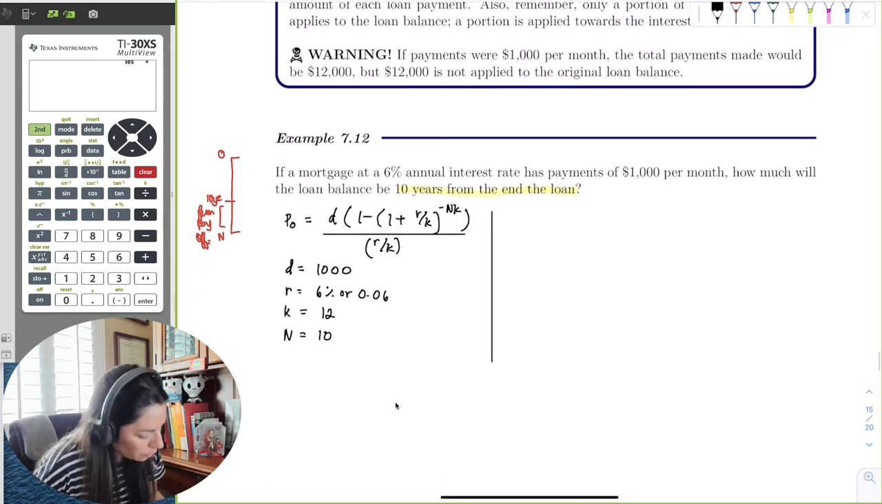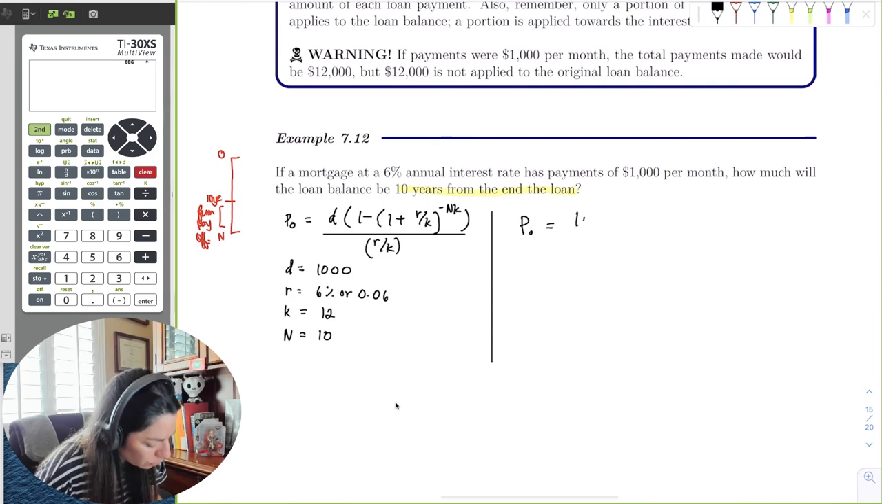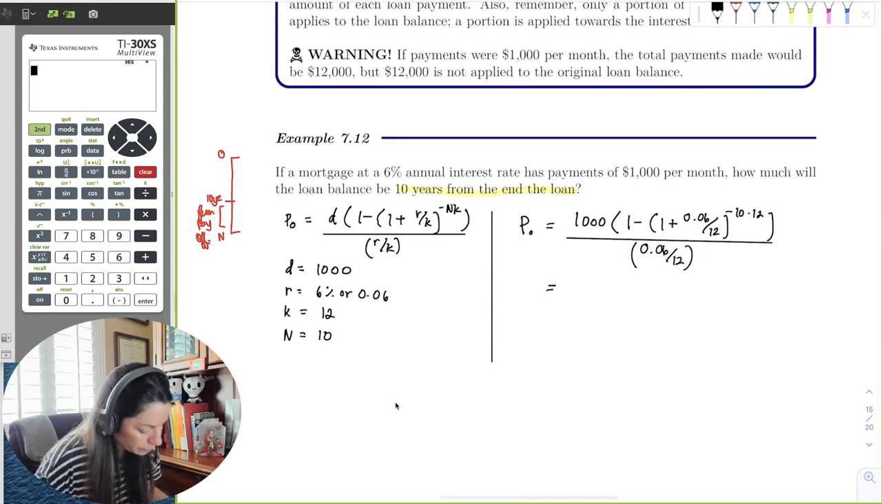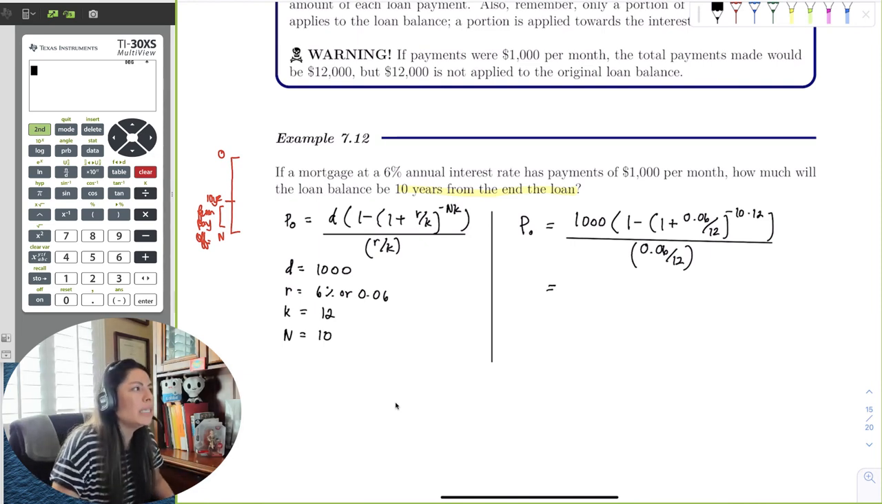Okay, so now we can go ahead and put P sub 0 is equal to 1,000 times 1 minus (1 plus 0.06 over 12) to the negative nk, so 10 times 12, all over 0.06 divided by 12. Okay, and then we can go ahead and put this into the calculator. Now recall, we don't really care about how long that loan is, because it doesn't really matter as long as we know we're paying for another 10 years. So as long as we know how many years are left in the loan, then we know how many years we're going to be paying left, right?